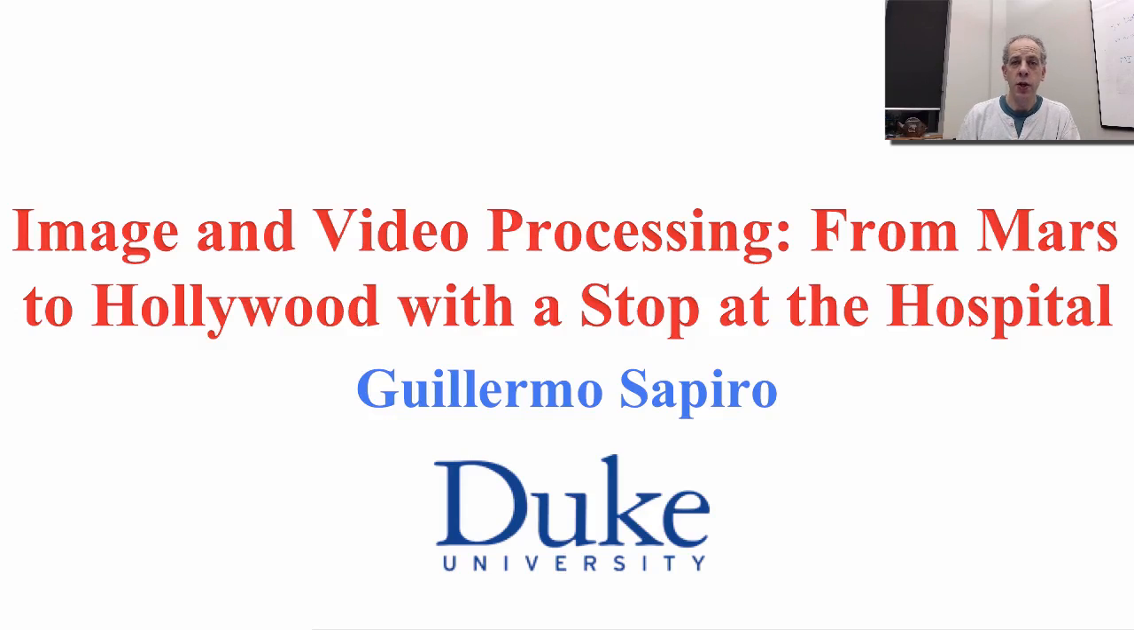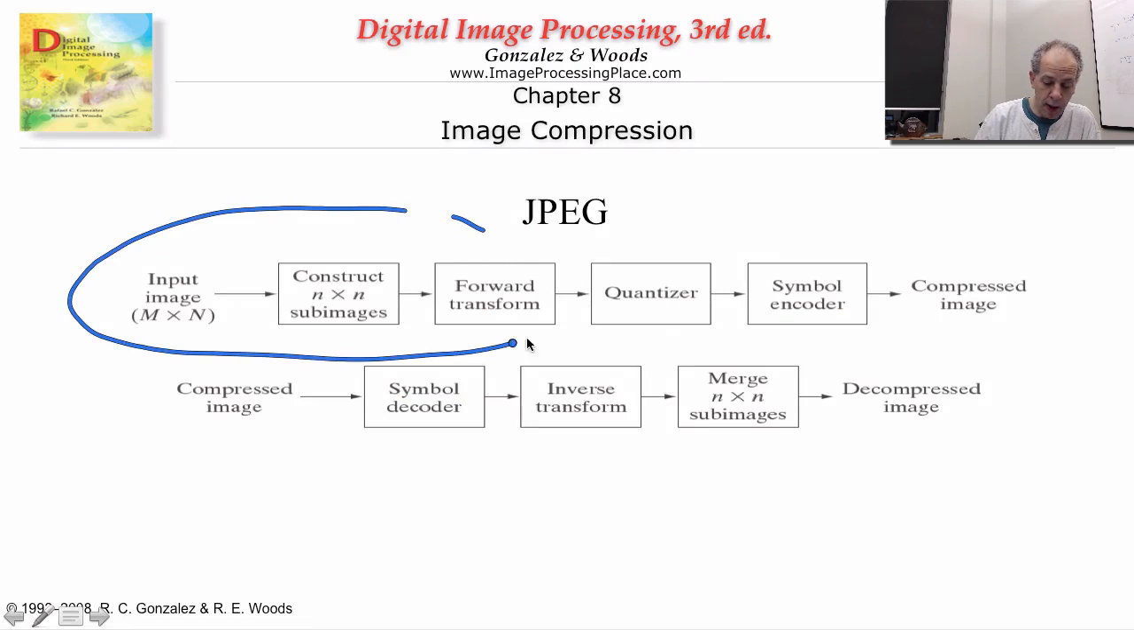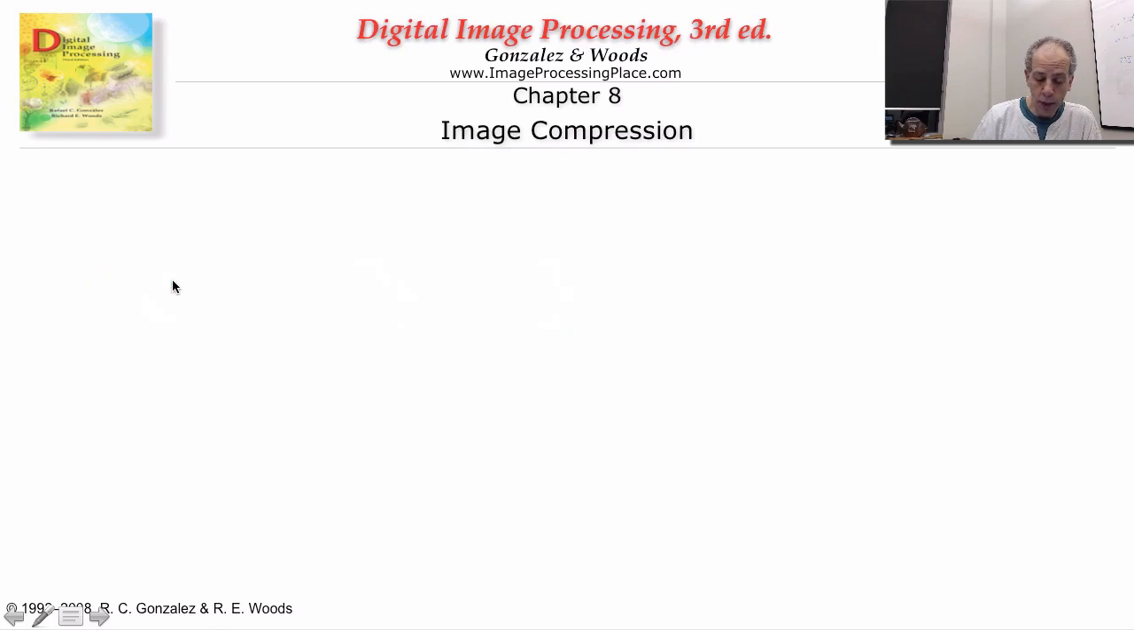Now that we have finished the backend of image compression, the symbol coding that we do with Huffman coding in the example I presented, let's go to the front end of image compression. Basically, what we are going to describe in this video is this part. So let's just start with this component. What we have is an image.